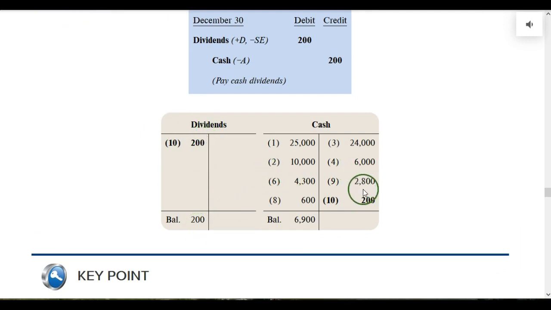We have another credit in the cash account, so now we have a number of debits, a number of credits, add all your debits, subtract all your credits, and that gets you the balance in cash, $6,900.